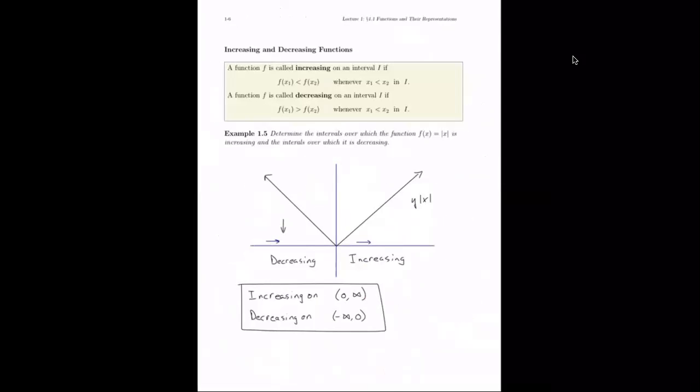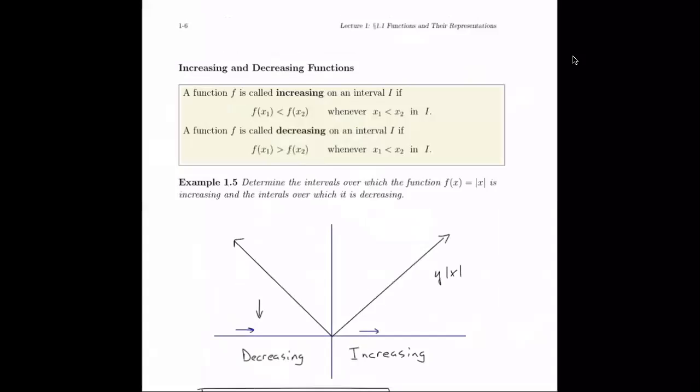Increasing and decreasing. Again, another concept that we've seen, but worth a quick definition or review. A function f is said to be increasing on an interval I if f of x1 is less than f of x2 whenever x1 is less than x2 in the interval I. Okay, so that's a whole mouthful, right? Let's think about it this way. These are our y values. This one is less than the next one. X1 is less than x2, right?